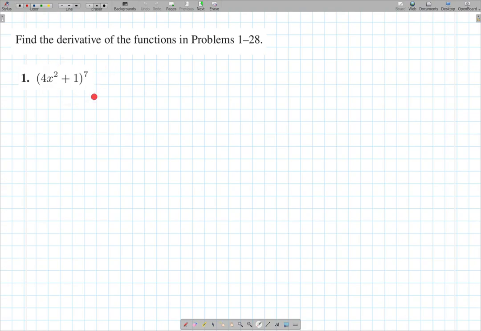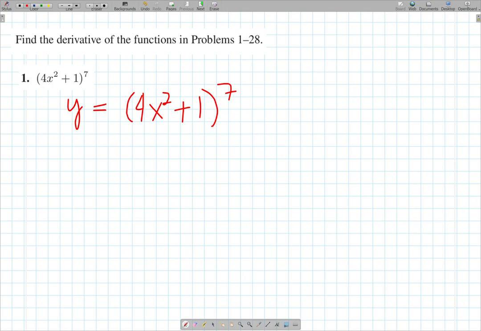Let's say number 1, walang y. Lagyan ko ng y. Let's say given this y equals 4x squared plus 1 to the power of 7. So okay, we'll derive this one.